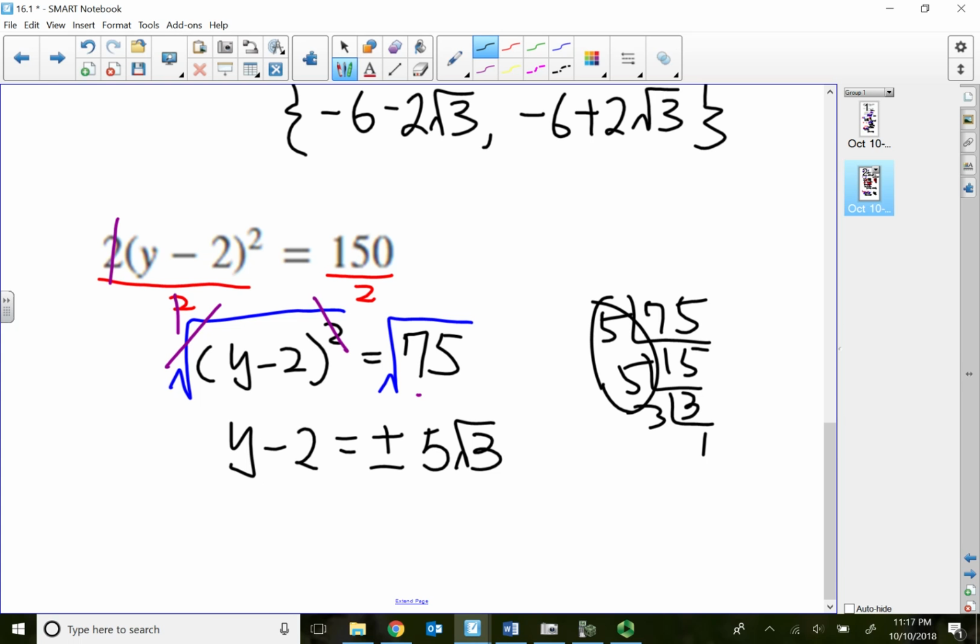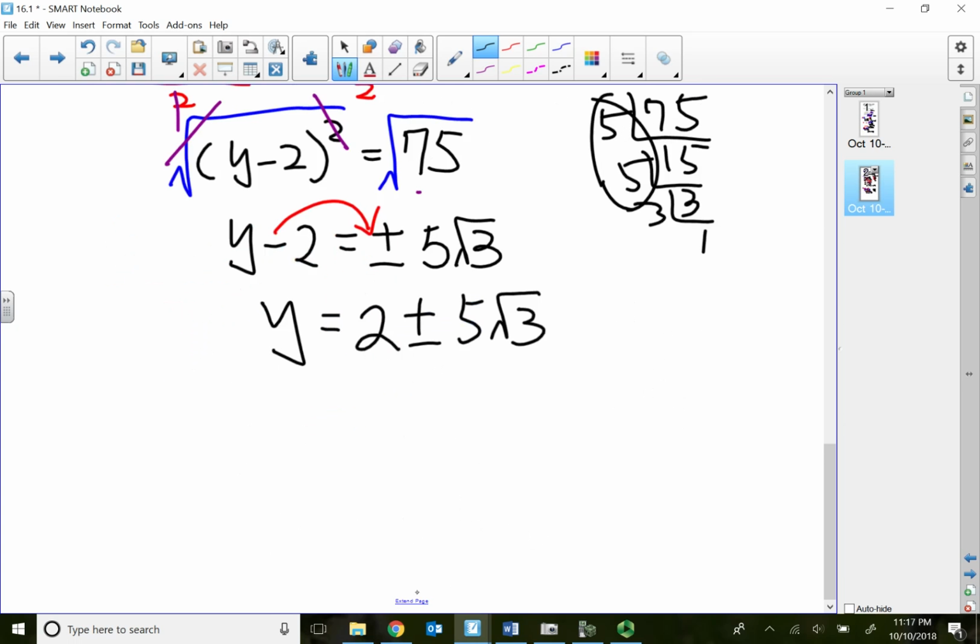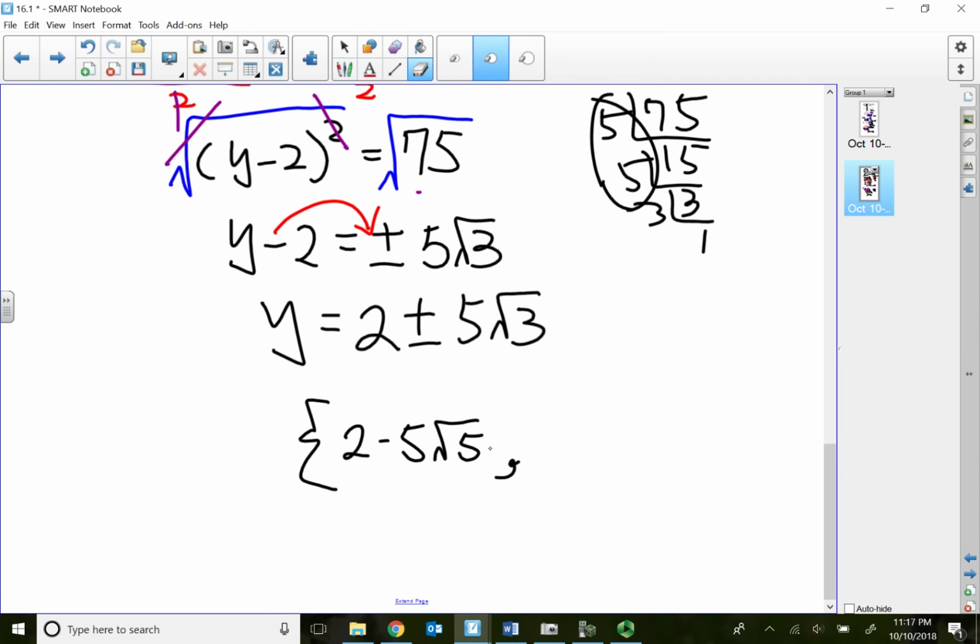So now to get y by itself, since I got 2 terms on the left, I'm just going to move my negative 2 over. So that will be y equals, negative 2 comes over, becomes positive 2, plus or minus 5 times square root of 3. So in my solution set, I should have 2 minus 5 times square root of 3, comma, the other answer, 2 plus 5 times square root of 3.